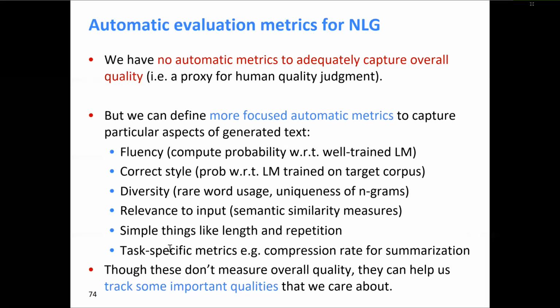So if we just focus on one aspect of the performance, we can do a relatively better job rather than trying to find an overall metric for human quality judgment. Right? So even though this doesn't measure the overall quality, they can help keep track of some of the most important qualities of the systems.